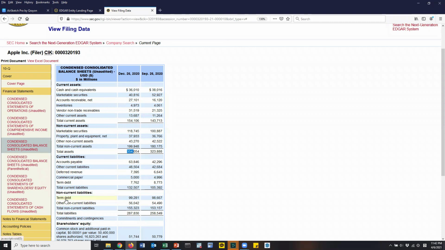Apple, like other companies, has long-term debt. I remember that a long time ago, there was news that they issued a bond. So they have long-term debt and other liabilities, and adding them up, they have total long-term liabilities of 155, which is slightly higher than total current liabilities. And adding the two, they have total liabilities of 287.